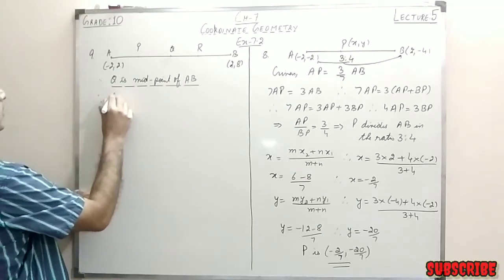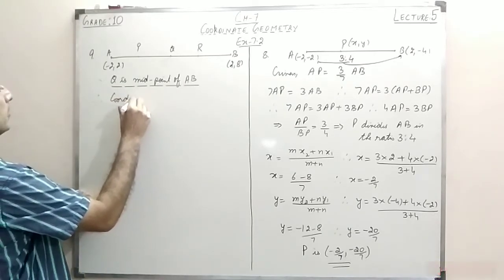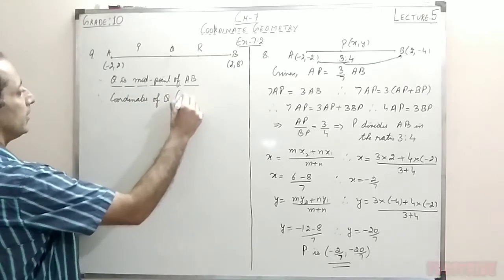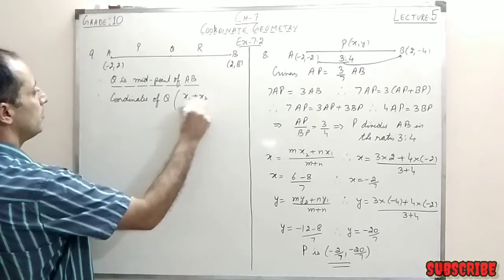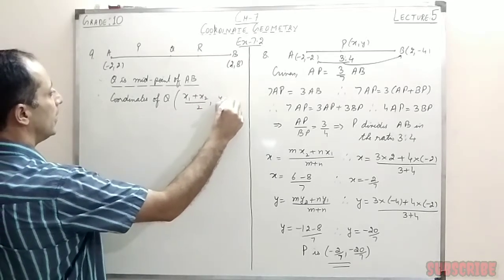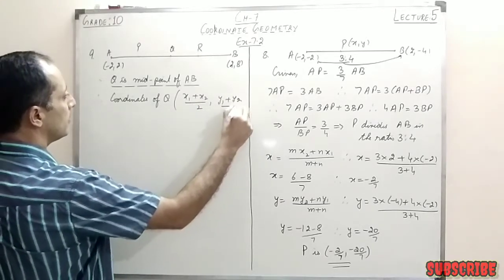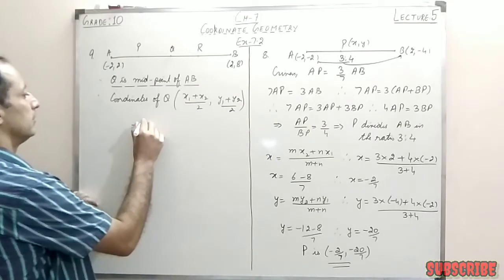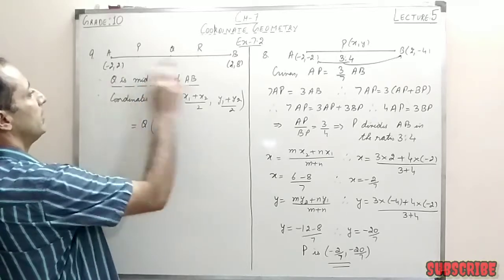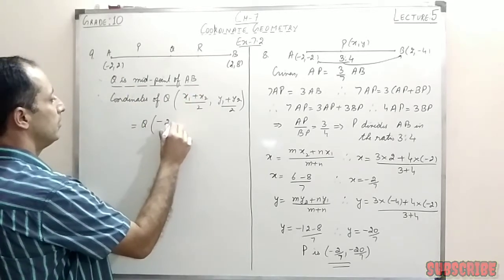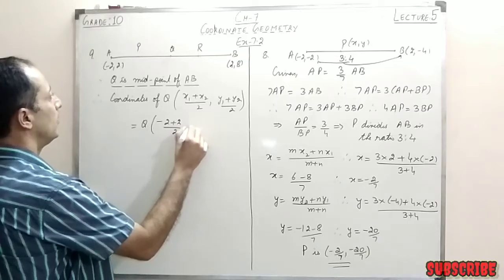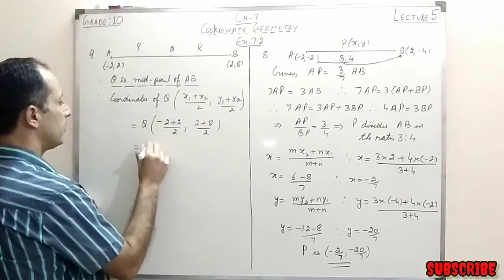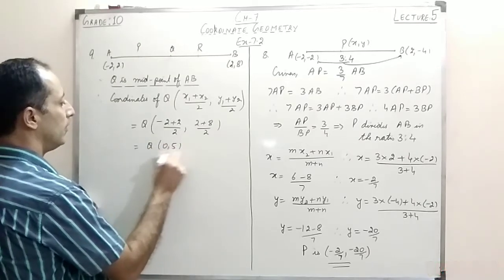Therefore, coordinates of Q, so that is (x1 plus x2) upon 2, comma, (y1 plus y2) upon 2. Right? So that is equal to, now this is x1, this is x2, I write (minus 2 plus 2) upon 2, comma (2 plus 8) upon 2. So we get Q equals to 0, comma 5.